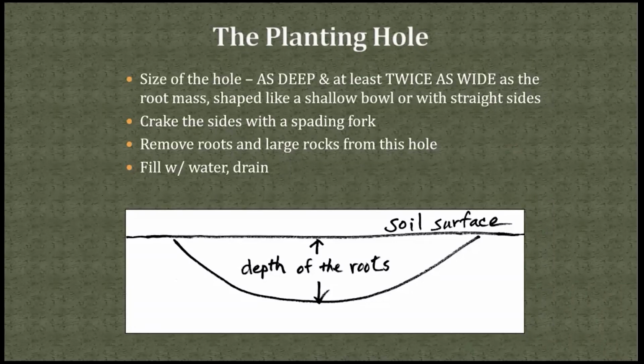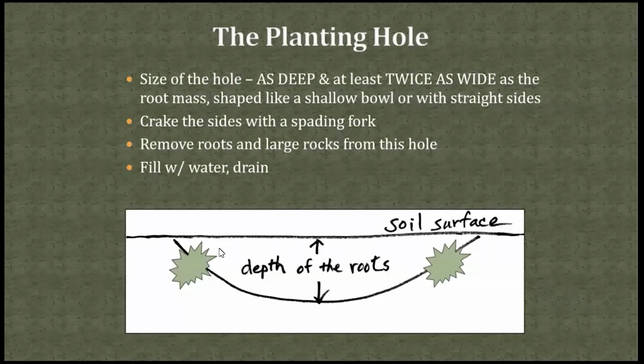The size of the hole should be as deep and at least twice as wide as the root mass. And it should be shaped like a shallow bowl. Now, it's not critical for it to be a perfect shallow bowl. You can have the sides be vertical, and that will be fine. It's important for you to crack the sides with a spading fork so you can create even better mixing between the native soil in this area and the adjoining area. And then you want to remove any roots, large rocks, foreign materials from this hole, fill it with water, and drain it.